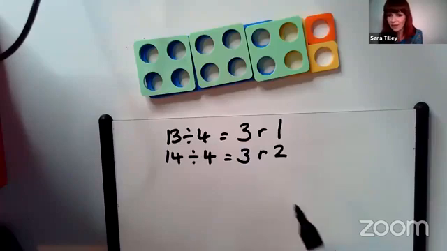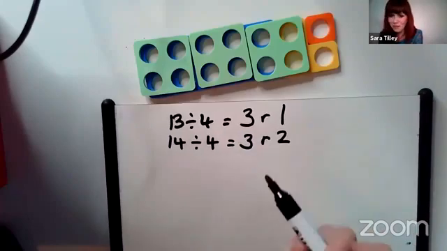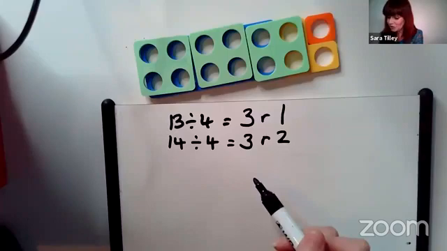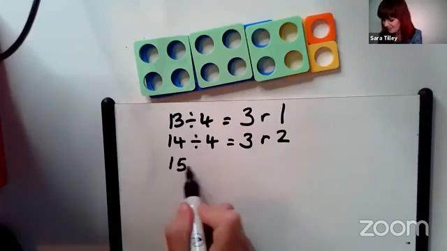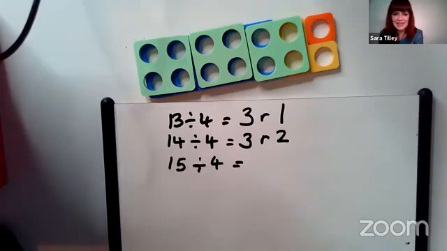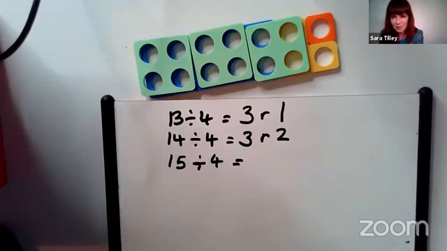It's a bit left over. So I might say to them, what do you think I'm going to ask you next? And many children will say, I know what you're going to ask me. You're going to ask me 15 divided by 4. So I might say to them, okay, well, if you know what I'm going to ask you, what do you think the answer is going to be?